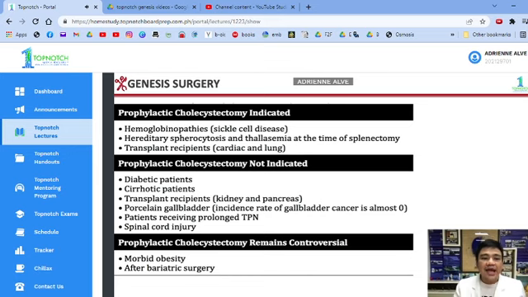When you say prophylactic, ibig sabihin kahit asymptomatic yung patient, operahan mo, tatanggalin yung gallbladder. Although with research and development, hindi na siya masyadong pinapractice ngayon, but it's worth knowing pa din. And there was a time na ginagawa natin yung mga prophylactic cholecystectomy. For example, diabetic patients, cirrhotic patients, transplant recipients, yung mga may porcelain gallbladder.